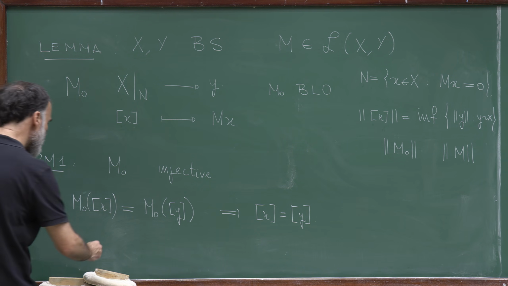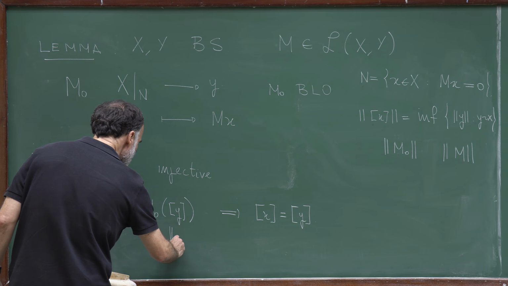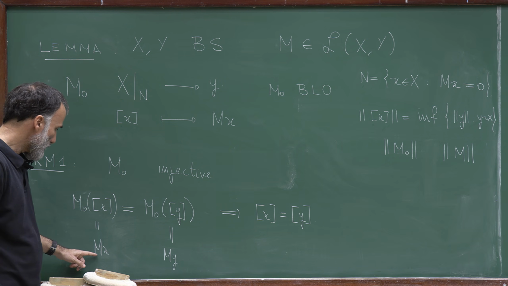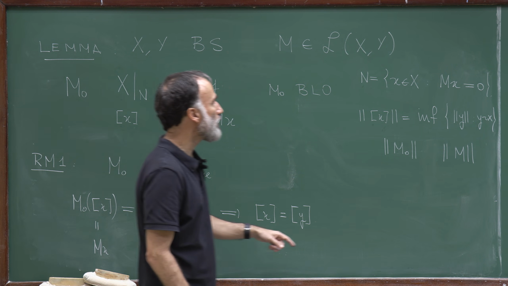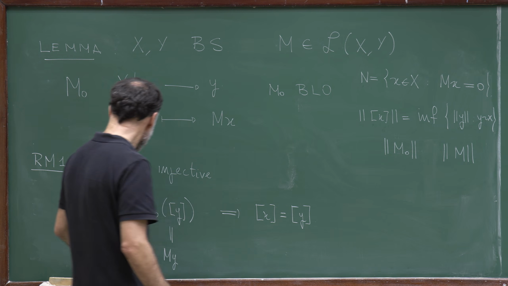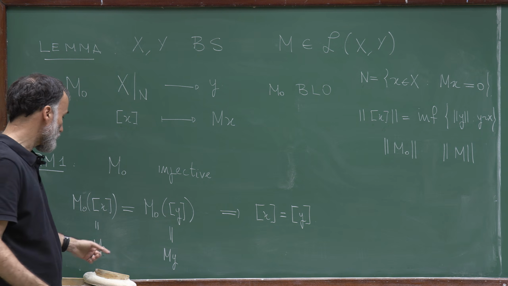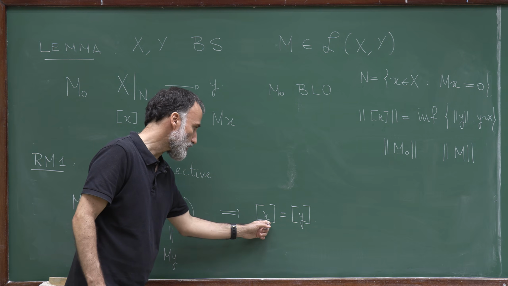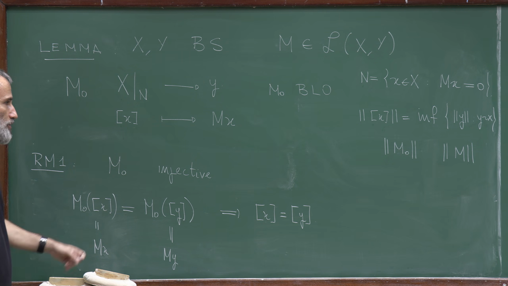And why is that true? Well, by definition, this is Mx. By definition, this is My. If they are equal, this means that Mx is equal to My, which means that x minus y belongs to the null space, which means that x is equivalent to y, which means that the equivalence class of x is equal to the equivalence class of y, and therefore M0 is indeed injective.